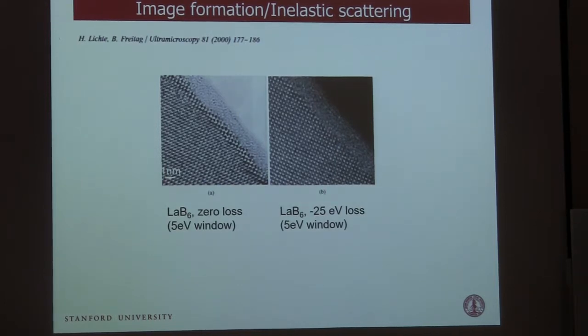And so in this really cool paper, they were just looking at some LaB6 at zero energy loss, and they see the atomic scale structure. Then they went to the minus 25 volt energy loss, which is characteristic of what we would expect to see, and you also see excellent images. So transverse spatial coherence, which is what we need, is preserved in this protocol, we think.